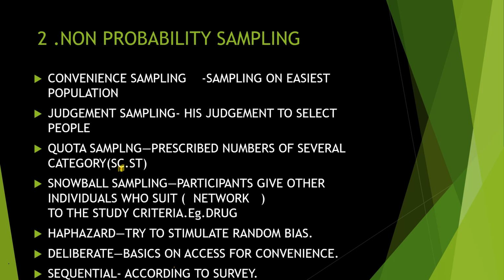Then judgment sampling. Judgment sampling is judgment to select people. So the researcher decides who will be his research sample. He is judging that. It is according to his own convenience.